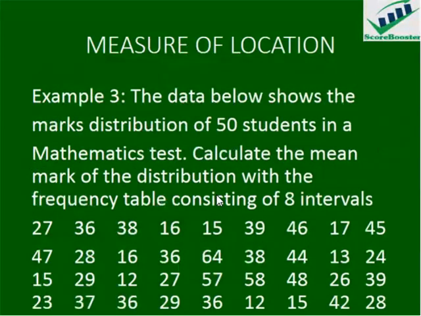Here you can see that we are given a set of data and we have so many numbers included in this. We have several numbers, we have 17, we have very big numbers. So we have to calculate the mean mark of this distribution with the frequency table consisting of 8 intervals. So this question says they want 8 intervals. So now the first thing you do is to obtain the class width, then you obtain the intervals and then look for the frequency of each interval and the class mark, then you find its mean.